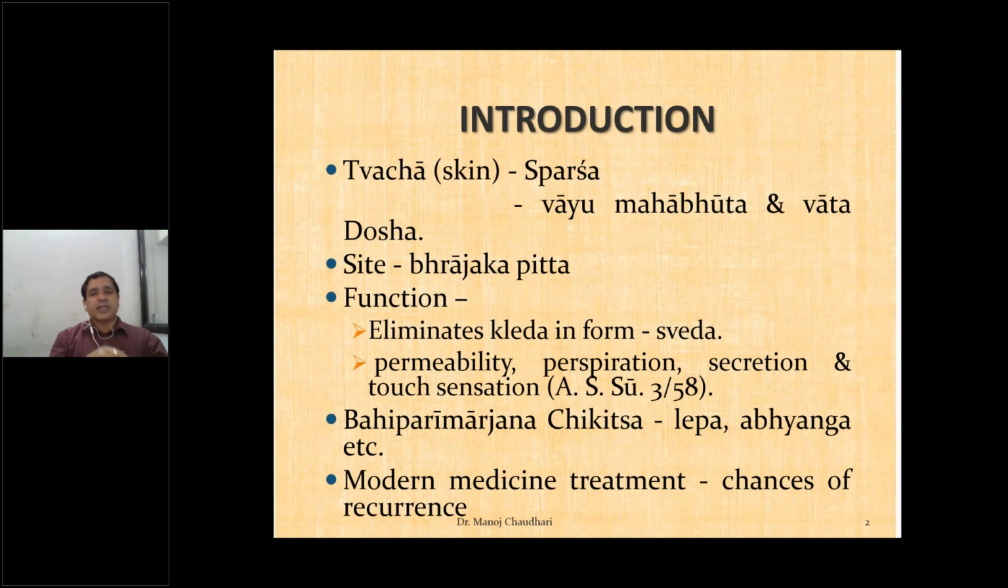Now, other functions according to Ashtanga Sangraha: permeability, perspiration, secretion, and touch sensation. So these are the functions of the tvacha. Over the tvacha, we use this route of administration of drugs, especially for Bahiparimarjana Chikitsa, such as Lepa, Abhyanga, etc. Now, about skin disease, there is a lot of scope for Ayurvedic management especially.